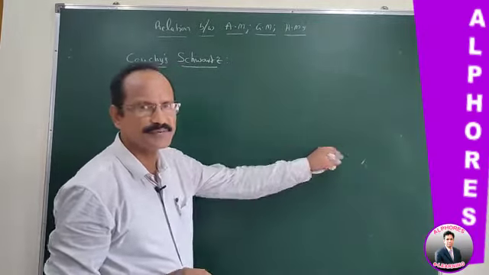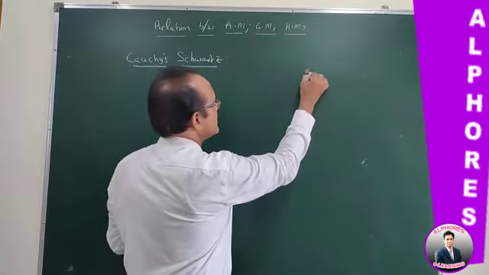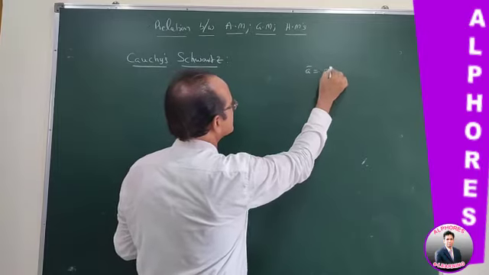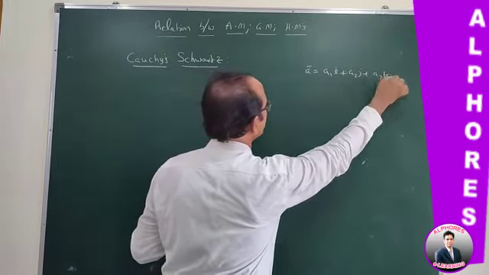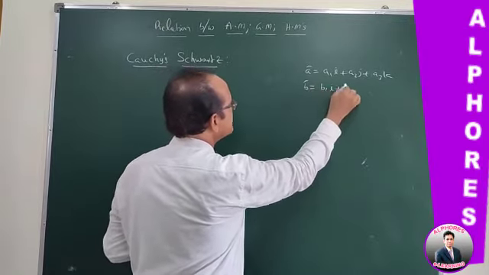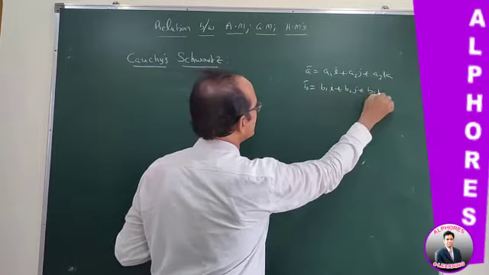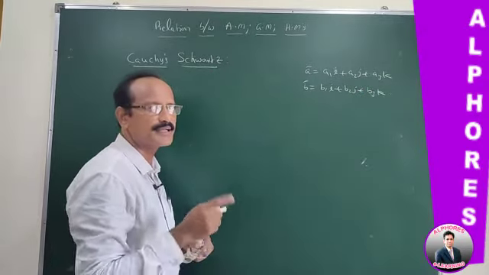After this discussion, we will discuss the Cauchy-Schwarz inequality, right? Suppose A bar is a vector A1 i plus A2 j plus A3 k. B bar is another vector B1 i plus B2 j plus B3 k. Of course, these are two vectors. Then we are going to calculate the dot product.